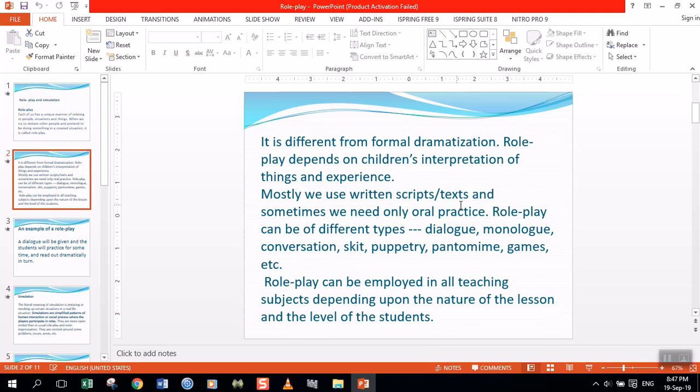Mostly we use written scripts and text sometimes, and we need only oral practice. Role play can be of different types, like dialogue, monologue, conversation, skit, puppetry, pantomime, and games, etc. Role play may look mostly close to language, but we can also use it in science, because I'm going to give you some examples towards the end.